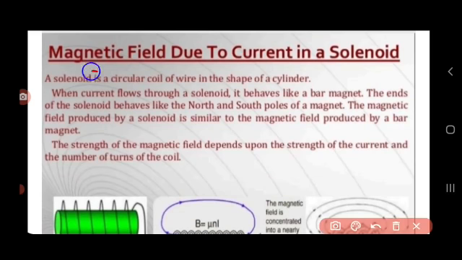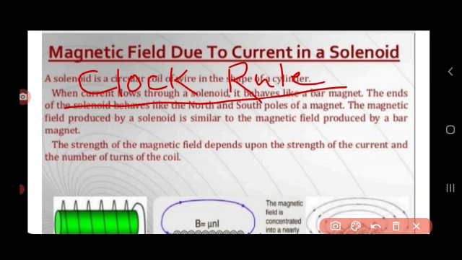Polarity of the magnet means which part is indicating north and which part is indicating south. That can be found out by the clock rule. Now let us discuss the clock rule.